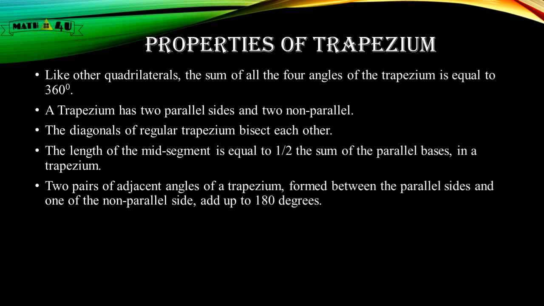Properties of trapezium. Like other quadrilaterals, the sum of all the four angles of the trapezium is equal to 360 degrees. A trapezium has two parallel sides and two non-parallel sides. The diagonals of a regular trapezium bisect each other. The length of the mid segment is equal to half the sum of the parallel bases in a trapezium. Two pairs of adjacent angles of a trapezium formed between the parallel sides and one of the non-parallel sides add up to 180 degrees.